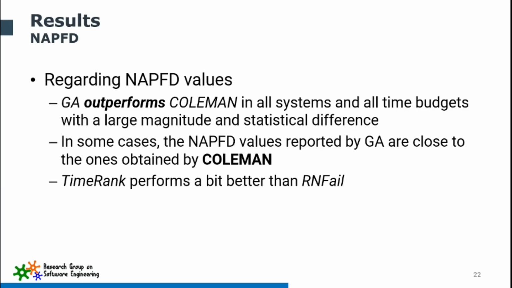In this way, the results found by GA are used as a baseline to observe how distant the prioritization proposed by COLEMAN is. Considering this aspect, in some cases, the NAPFD values reported by GA are close to the ones obtained by COLEMAN. They suggest COLEMAN proposed near-optimal solutions. Besides, time rank performs a bit better than RNFail.